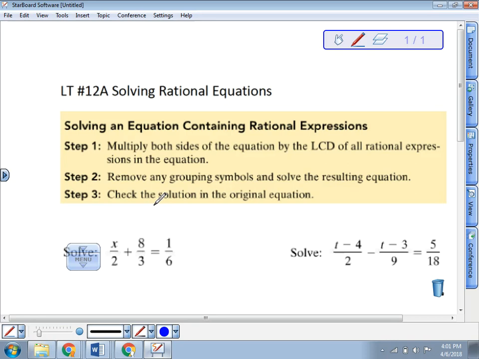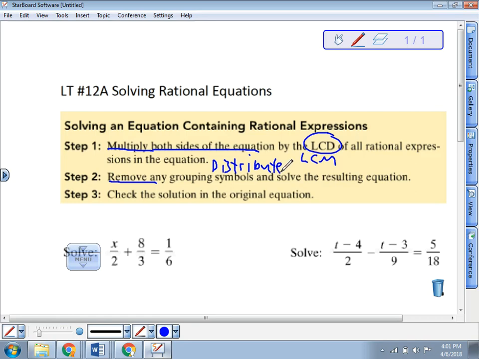To solve an equation containing rational expressions, the first thing we're going to do, I'm going to tell this to you right now, is multiply both sides of the equation by the least common denominator. And remember, that's really the least common multiple of all the expressions in the equation. From there, that's going to remove any grouping symbols, and we're going to have things cancel out, and then we're going to remove any grouping symbols, which means distribute, and then we're going to solve the resulting equation.